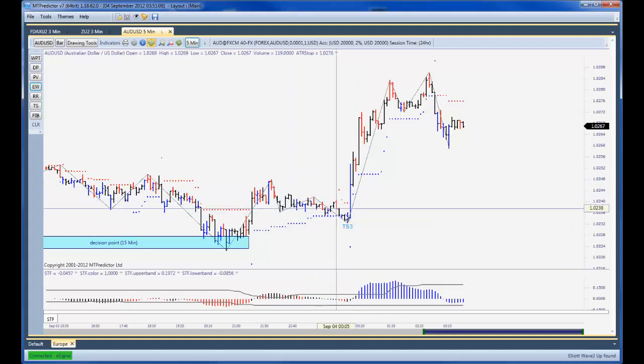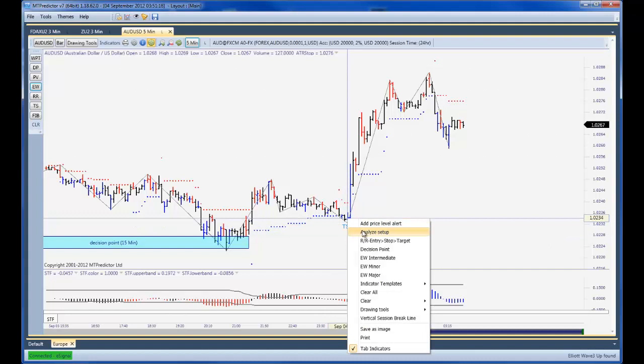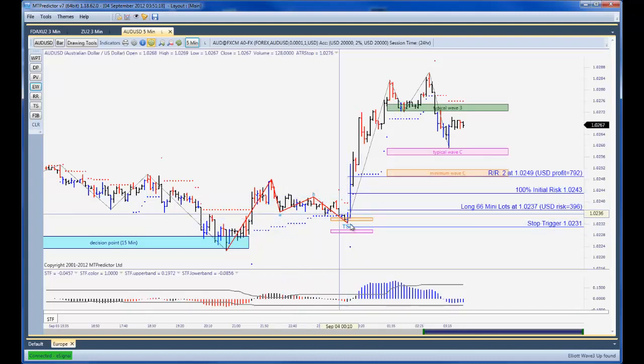A, B, C. Now that then means it's identified in MTPredictor automatically as a TS3 automatic buy setup. So when we put the analysis on, we can see this. There's your A, B, C. So now we know that this TS3 buy setup is not just any old TS3 buy setup, it's a TS3 buy setup in a wave 2.